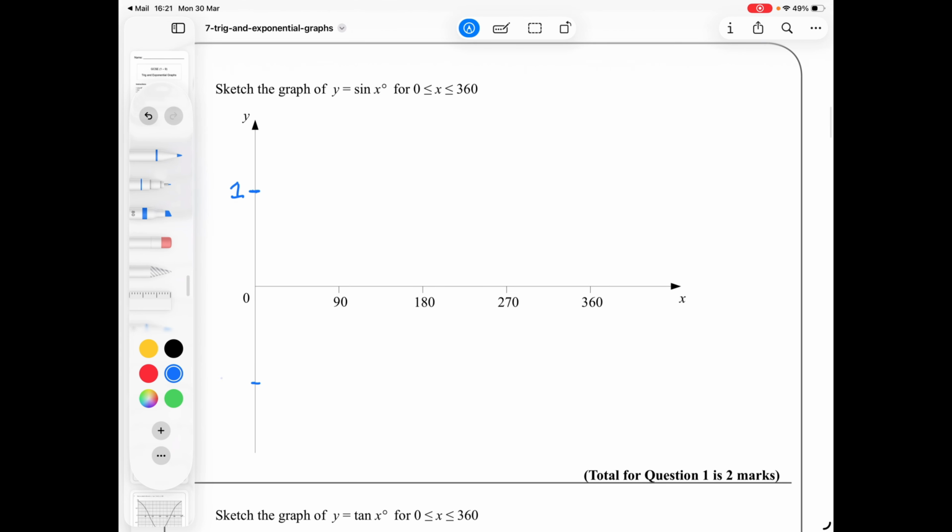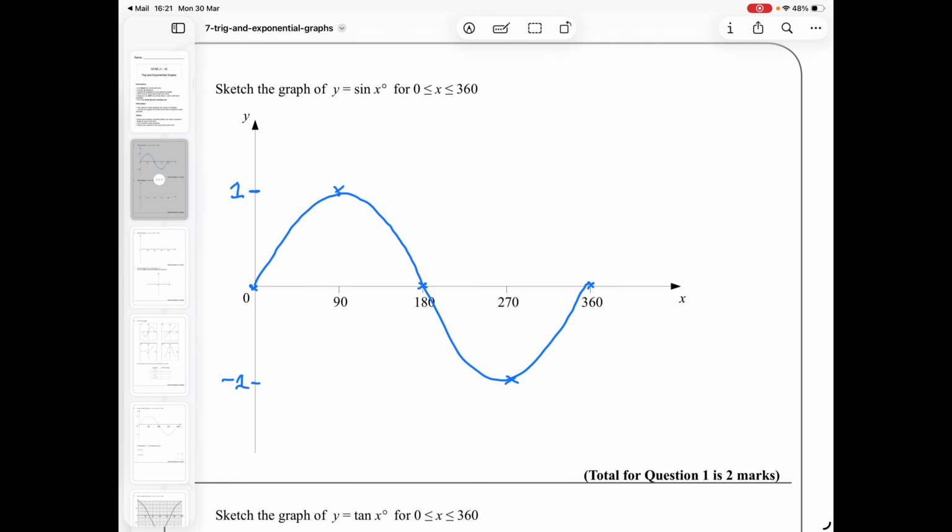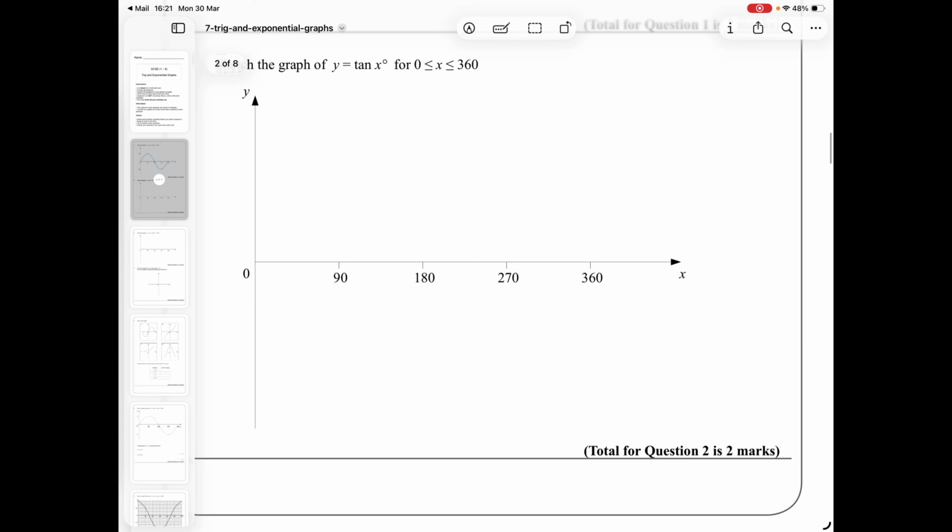Let's do this, -1. Okay, and we know that sine of 0 is 0, sine of 90 is 1, sine of 180 is 0, sine of 270 is -1, and sine of 360 is 0. And then we just fill it in like this. And that is what a sine graph looks like. Remember, it goes between 1 and -1.